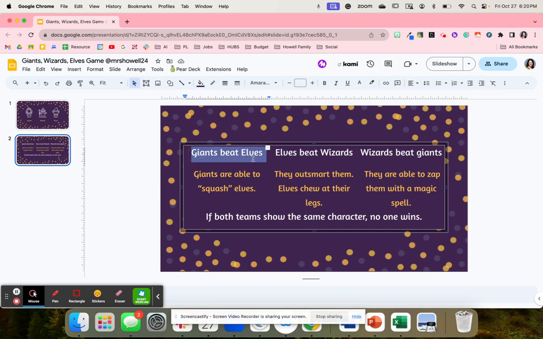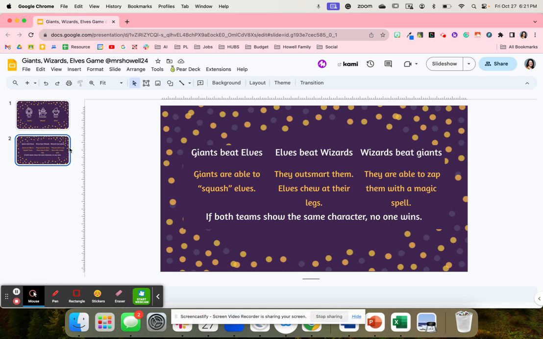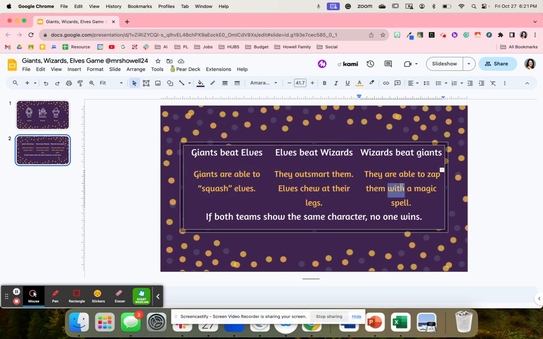You can see here giants beat elves, elves beat wizards, wizards beat giants. And so the teams will each be one of these, and if one team is a giant and the other team's an elf, the giants win. If both teams are the same, then no one wins. And we play about 3 rounds. And the kids love it because they work as a group, they decide, and then everybody on the count of 3 makes the symbol for what character their group's going to be. And here is just an explanation about why they win the way that they do. So I hope you have fun with your students with these games.